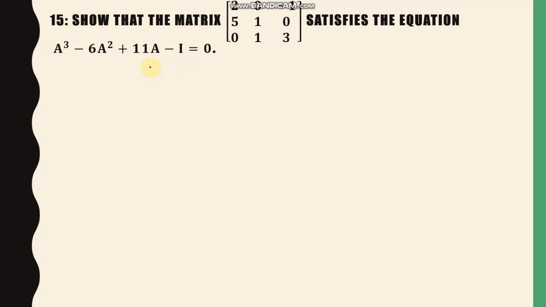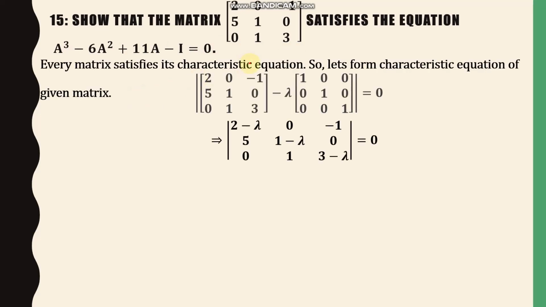So I will find out the characteristic equation. By the Cayley-Hamilton theorem, we know that every matrix satisfies its characteristic equation. So let's find out the characteristic equation for this matrix: determinant of A minus lambda I equal to 0. So 2 minus lambda, 0, minus 1; 5, 1 minus lambda, 0; 0, 1, 3 minus lambda. We'll put this determinant equal to 0.